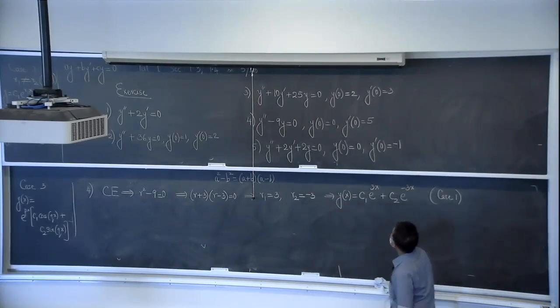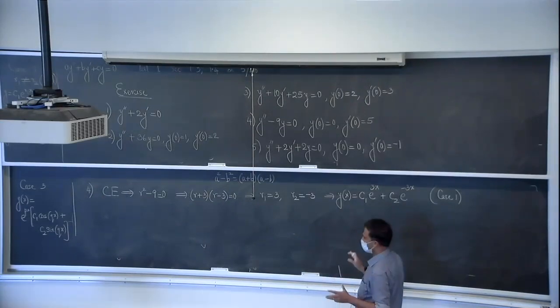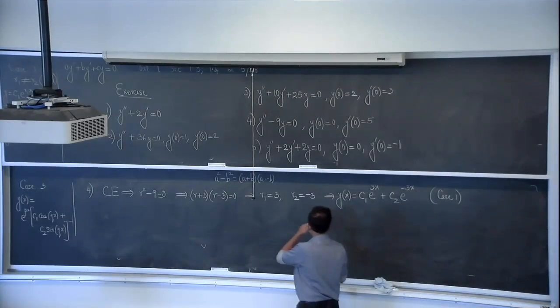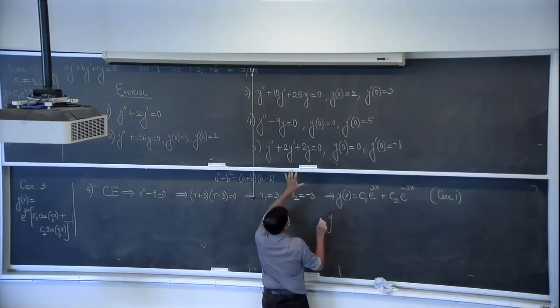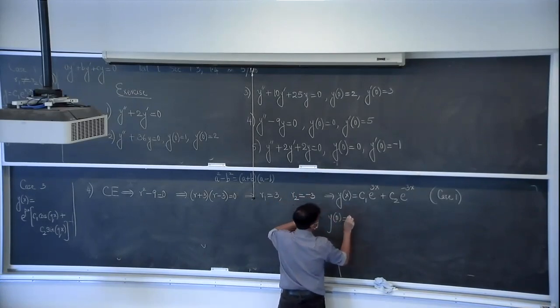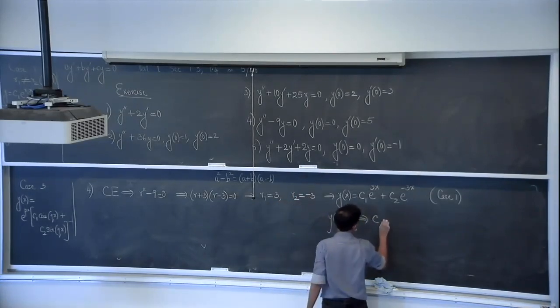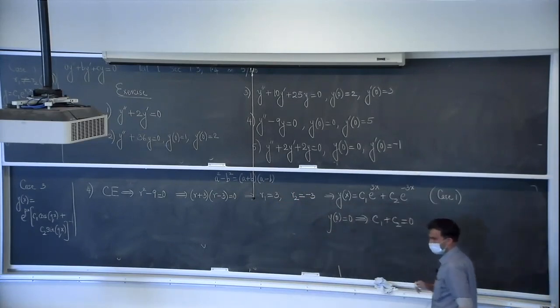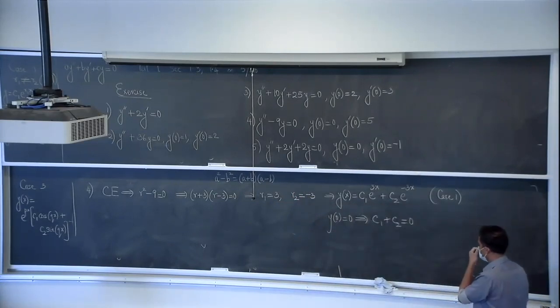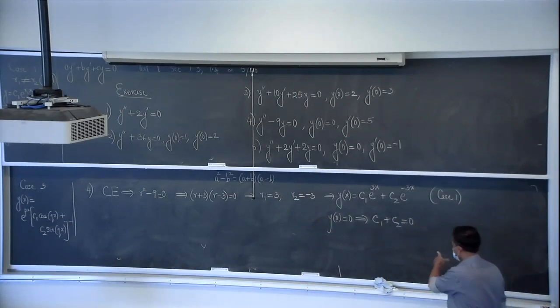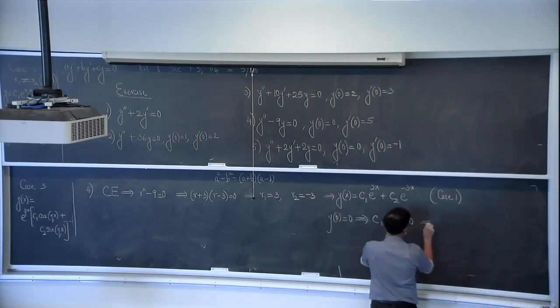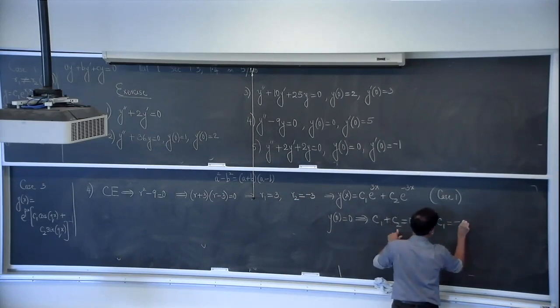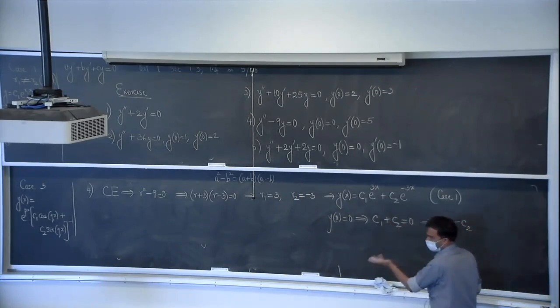All right, plug in the conditions. Now we're going to get 2 equations to solve this. Okay, so y of 0 equal to 0 gives you c1 plus c2. e to the power of 0 is 1. So we have c1 plus c2 equal to 0. That's an easy one to use because you can write c1 equal to negative c2, or c2 is negative c1. Okay.